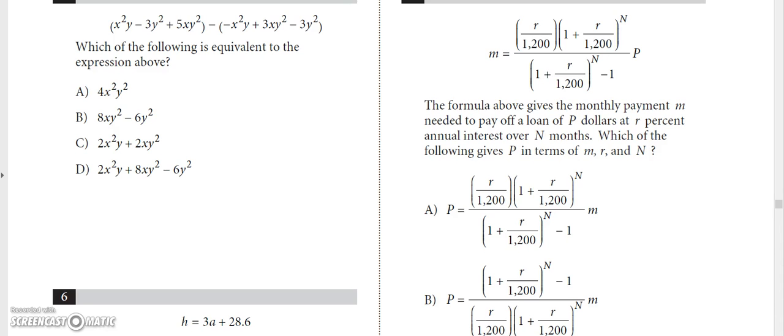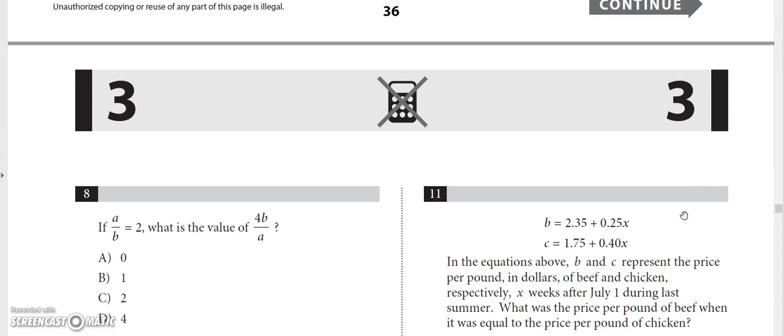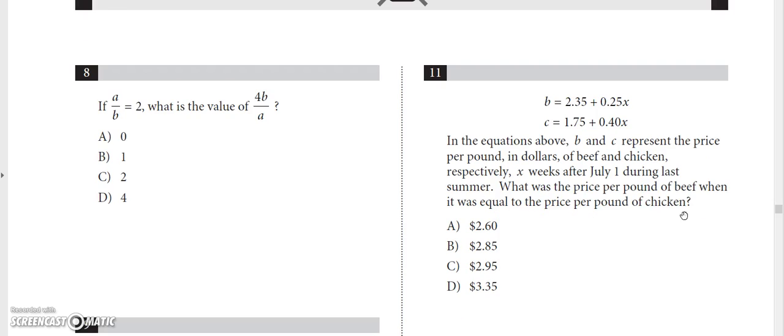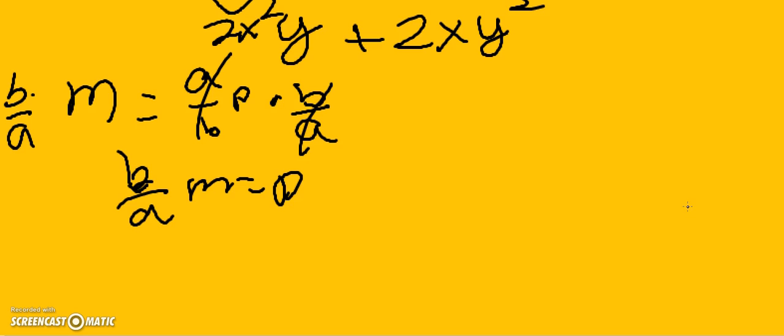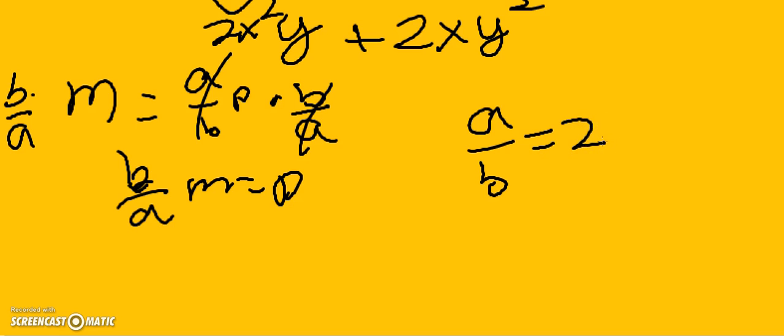Okay, now on to number 8. So this is going to be a fairly straightforward question. A over b equals 2. What is the value of 4b over a? So the way we can do this is, so let's write down here, a over b equals 2. And that's asking for 4b over a.